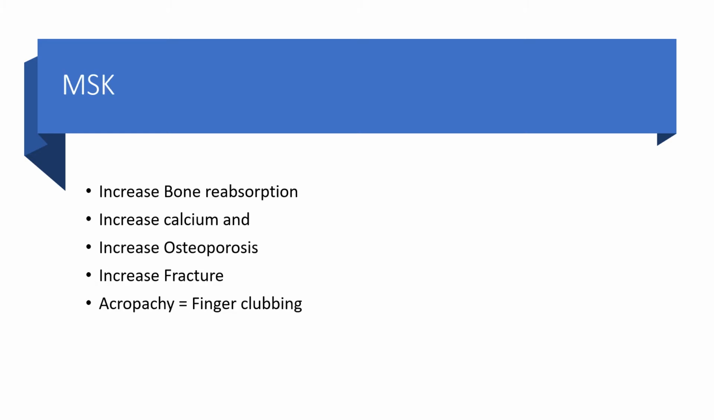In the musculoskeletal system, we can be dealing with increased bone resorption, increased calcium, and somebody will be shocked. So hypercalcemia from hyperthyroidism, increased osteoporosis. So in a postmenopausal woman now having hyperthyroidism, I have a big job at hand, right? Yes, you do. Increased fracture, of course, needless to say, when you have increased osteoporosis. What do we expect? Acropachy, that is finger clubbing, is very possible.